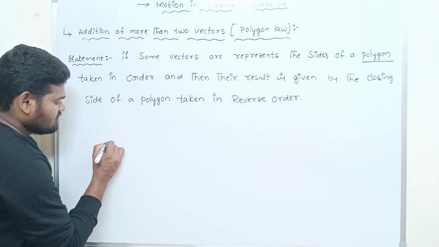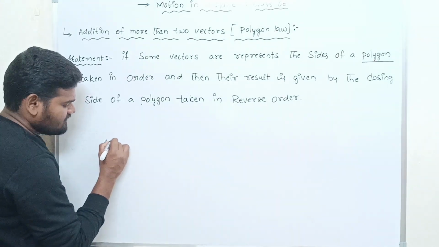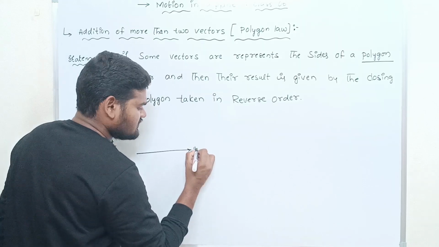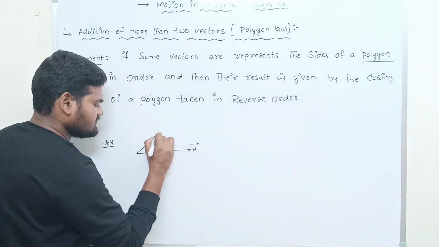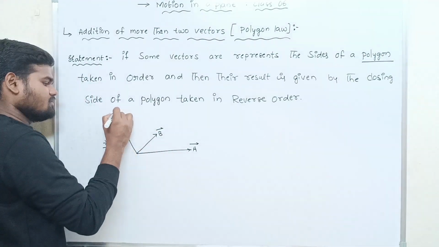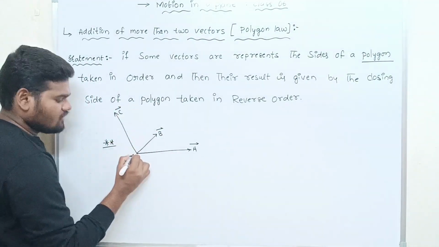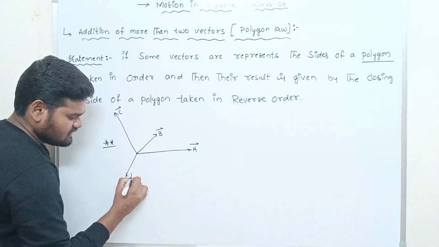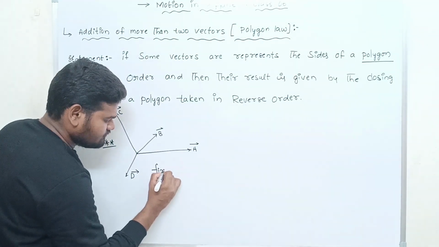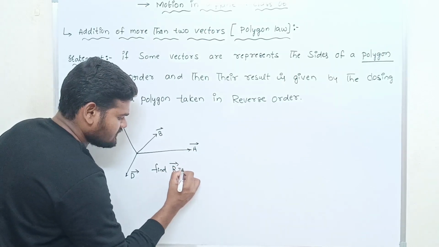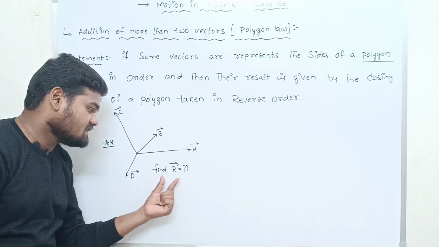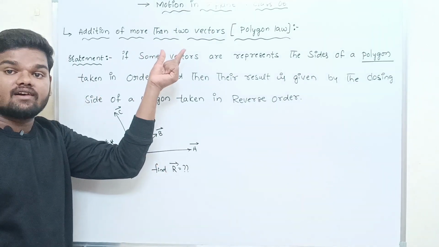Have a look. If the vectors are like this: this is the a bar vector, this is the b bar vector, this is the c bar vector, and the d bar vector is like this. Find the resultant vector, R bar, equals how much? I'm going to find the resultant vector by using the polygon law of vectors.